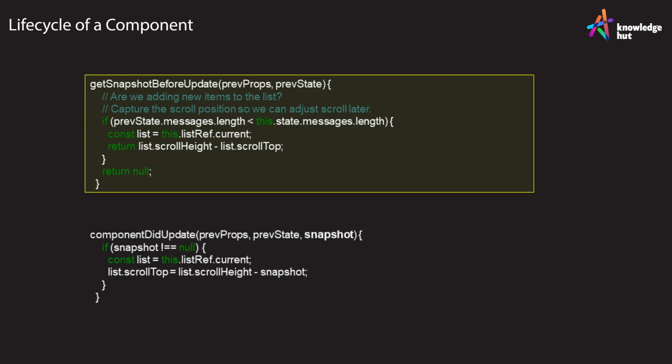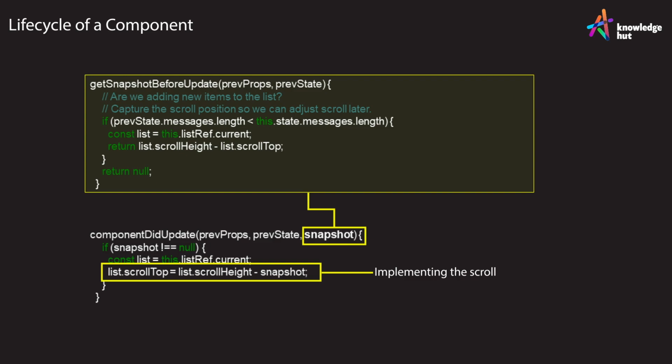What we do then is compute the scroll position as it would be after the update has occurred. This value is returned from the getSnapshotBeforeUpdate function and is made available to the componentDidUpdate function, which runs after React implements the changes in the DOM. This then actually scrolls the chat surface as per the value received in the snapshot variable.